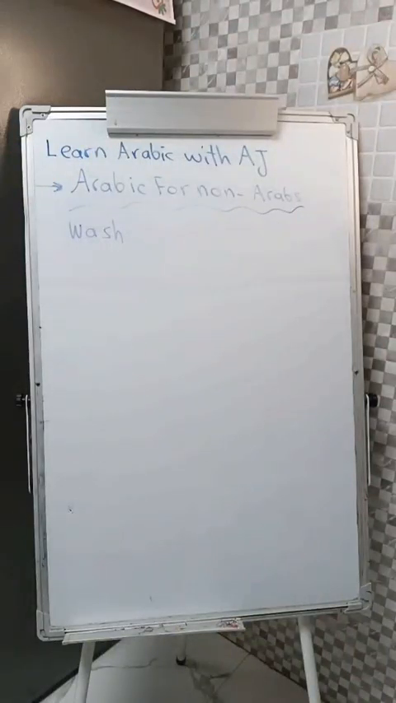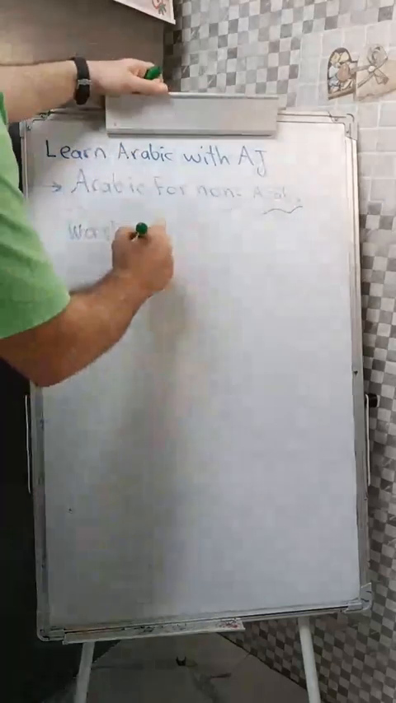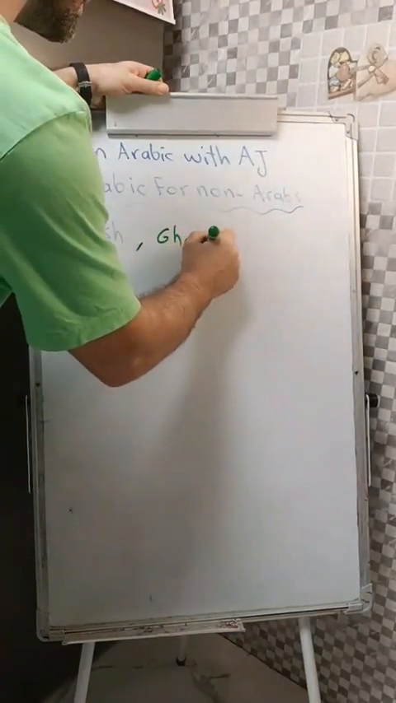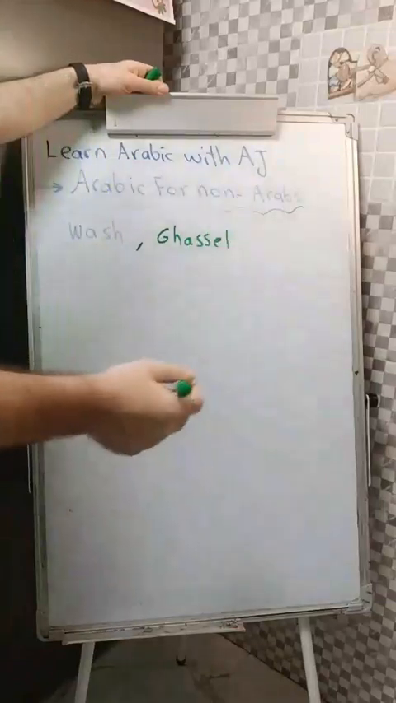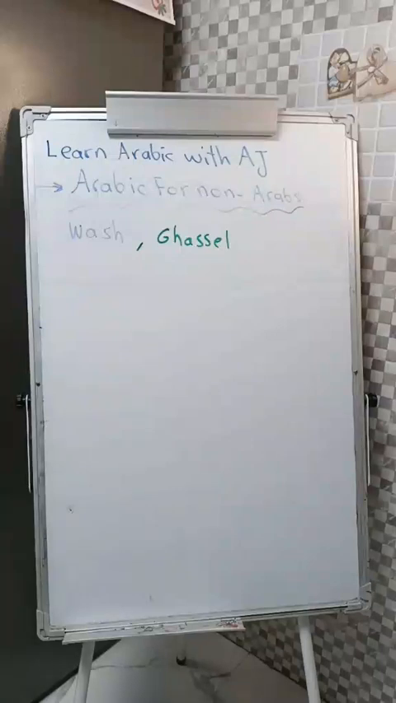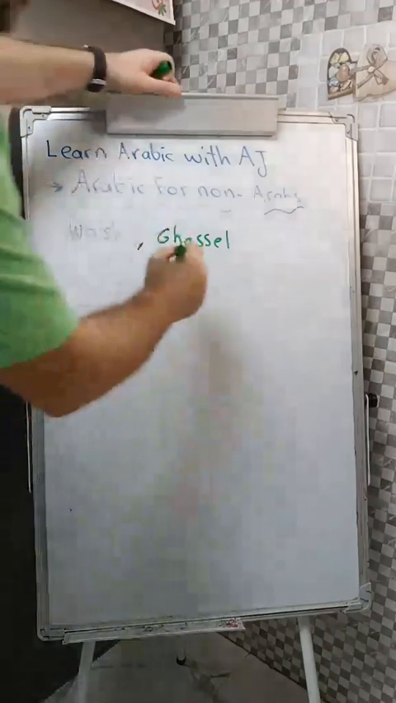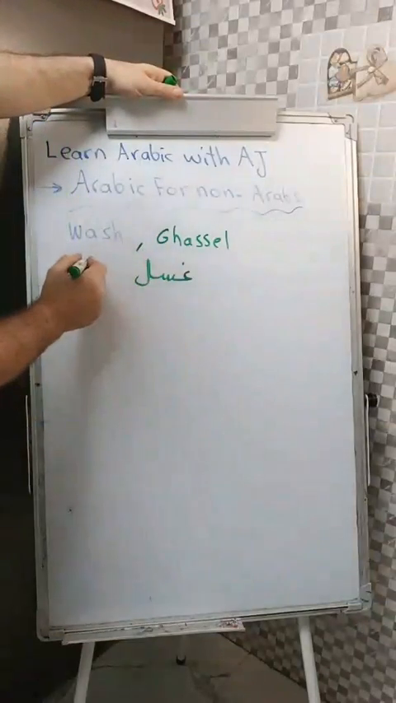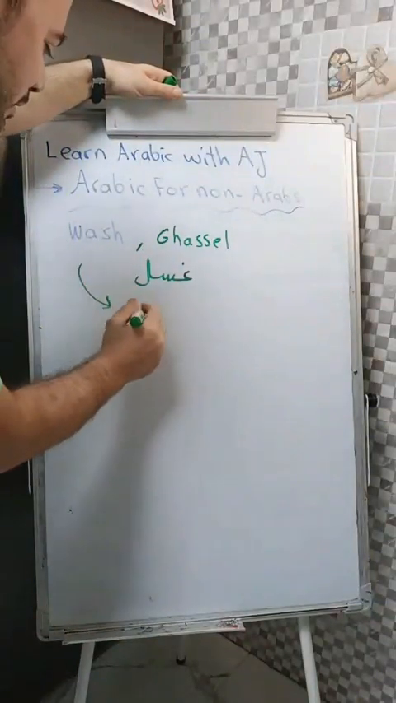Okay. For wash, if I'm talking to somebody, I say غسل. For example, غسل إيدك, wash your hand. I say also غسل وجهك. So غسل, wash. غسل إيدك. غسل وجهك, wash your face. So wash goes with face.